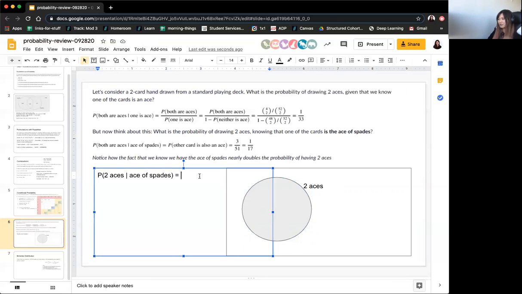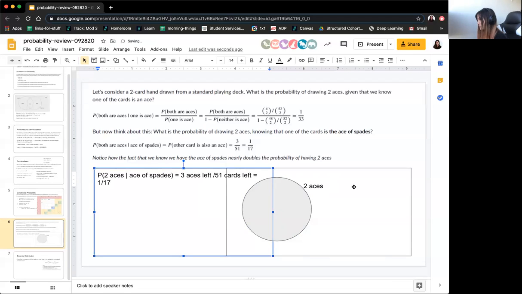The probability of having 2 aces, given that you already have the ace of spades: you have 3 aces left in the deck of cards. And so 3 out of the 51 remaining cards are aces. And so that's why I'd say this one is a little bit simpler to think about. You have 3 aces left out of 51 cards left, which is why we end up with 3 out of 51, which is 1 out of 17.